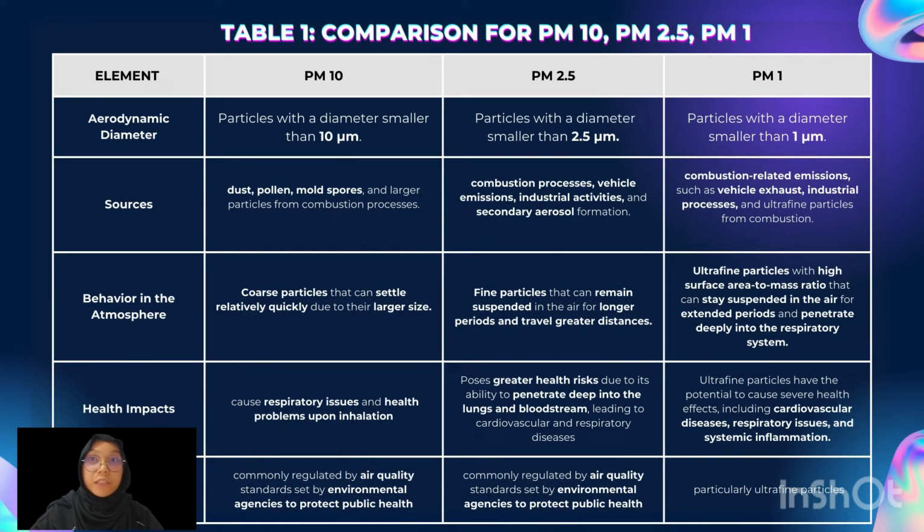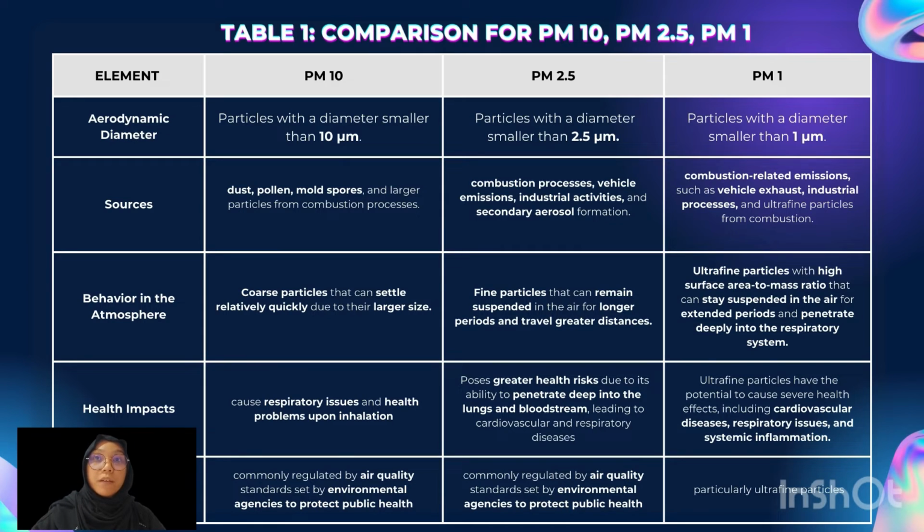For the behavior in the atmosphere, PM10 is coarse particles, which settle relatively quickly due to their larger size. PM2.5 is fine particles, which remain suspended in air for a longer period and travel greater distances. And PM1 is ultrafine particles, which have a high surface area to mass ratio. So PM1 will stay suspended in the air for an extended period and penetrate deeply into the respiratory system.